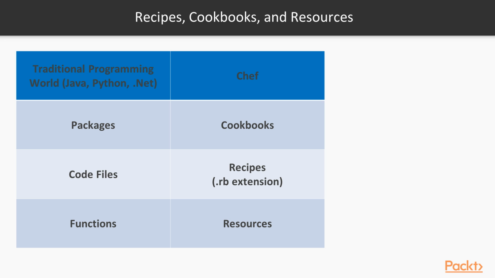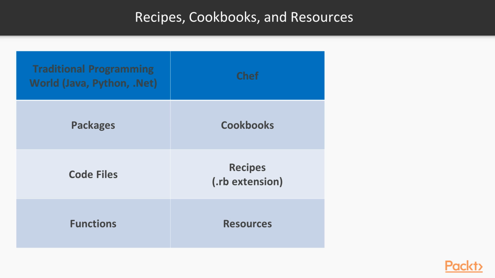Within cookbooks, of course, you have multiple recipes, and each recipe will have a specific function or a specific task to do. In Chef, recipes will have a .rb extension. It will always end with a .rb extension, which means that it is Ruby code, and this helps Chef identify the recipes. And finally, the functions in Chef are known as resources. And just like what functions do in a traditional programming world, resources will have a specific task to do. For example, if you have a user resource, it will actually manipulate your users. If you have a service resource, it will manipulate your service.